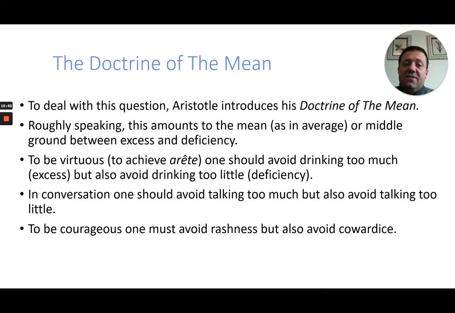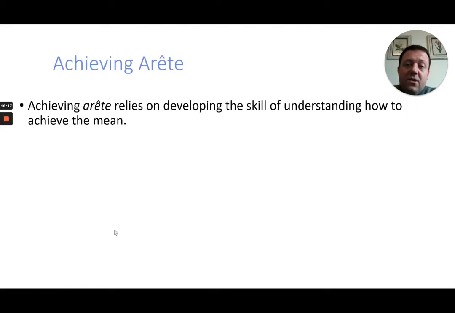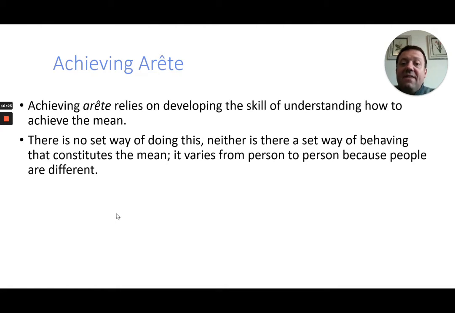All right? So this is how the doctrine of the mean works, and through practice, through coming to understand our own characters and whether we have a tendency to be excessive in some things and deficient in others, learning how to understand ourselves and then applying that to the doctrine of the mean as well. All right, and through practice, we will get better. And this is this idea of habituation and how it relates to the doctrine of the mean. All right, so achieving arete, achieving excellence, achieving virtue relies on developing the skill of understanding how to achieve the mean. And there's no set way of doing this.